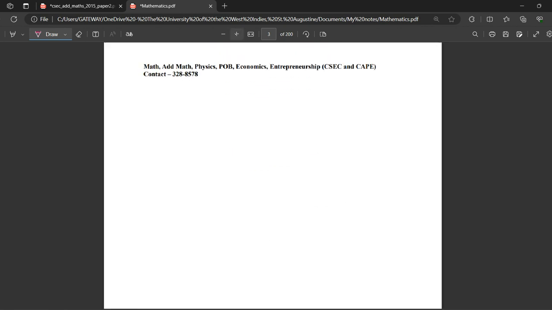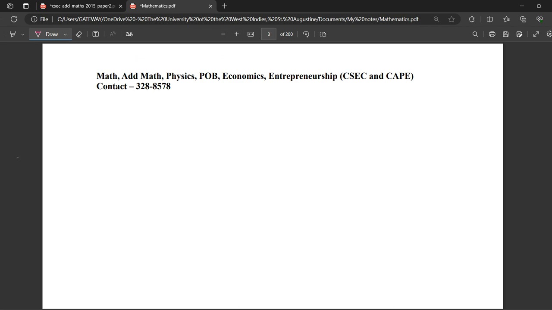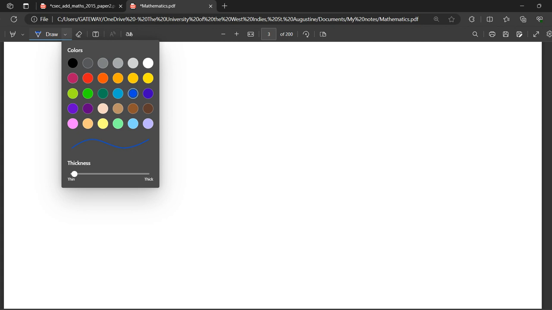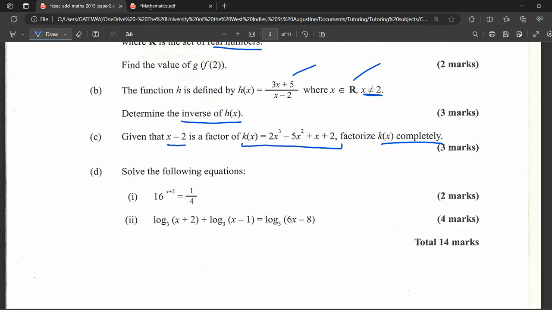Right. So that's here. So what we could do, we could say, well, this is what they give us, right? Part C, they told us that x minus 2 is a factor. Right? So what does that mean? That means that if you have x minus 2, you let that equal to 0. So x minus 2 would be equal to 0. Therefore, x will be equal to 2.